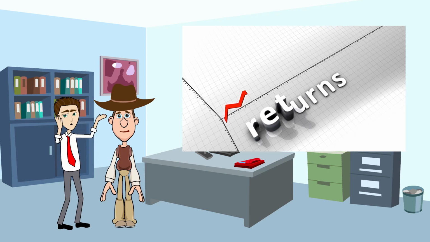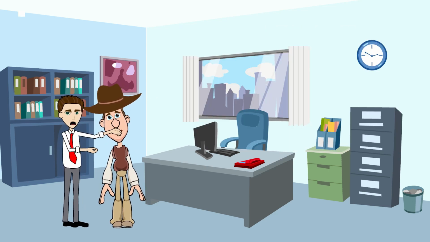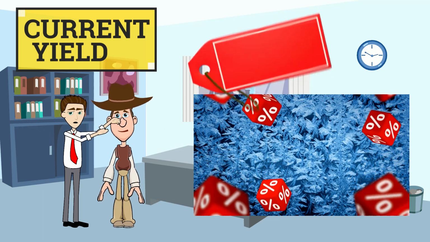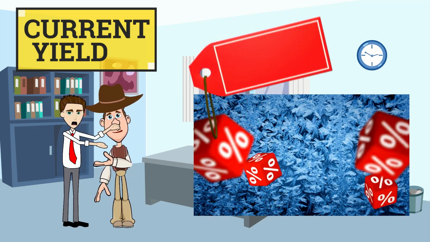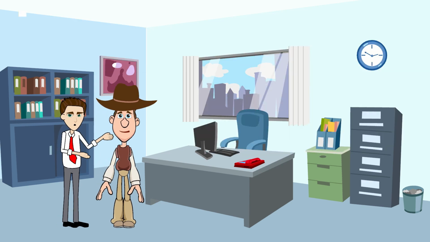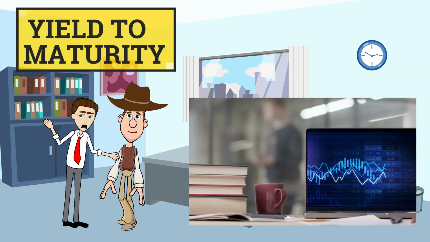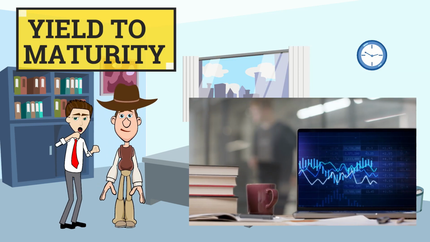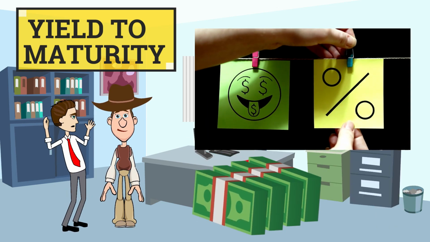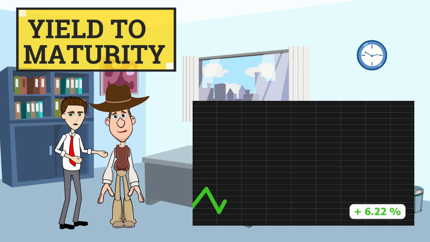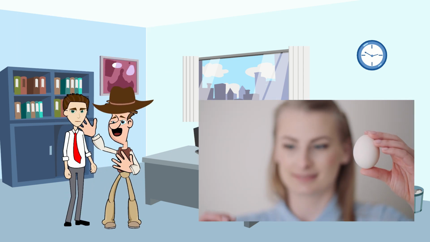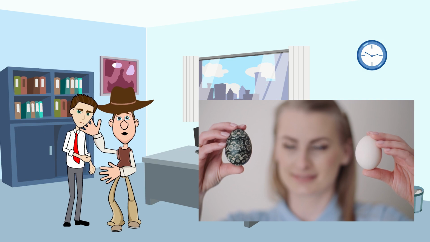What is yield? Yield is the rate of return a bond generates. Current yield is the annual coupon payment expressed as a percentage of the current market price of the bond. It fluctuates as the price of the bond changes. Yield to maturity, or YTM, is the average return of the bond over its remaining lifetime. This takes into account all coupon payments, as well as the difference between the bond's purchase price and its face value at maturity.